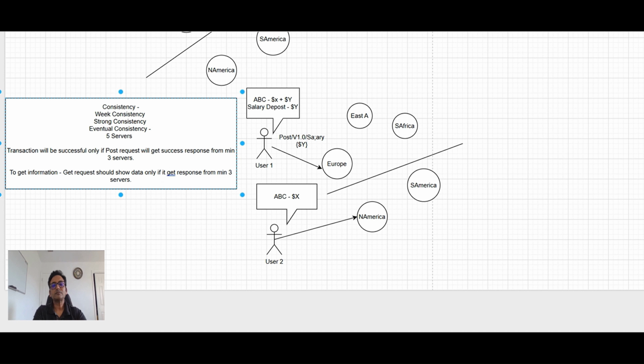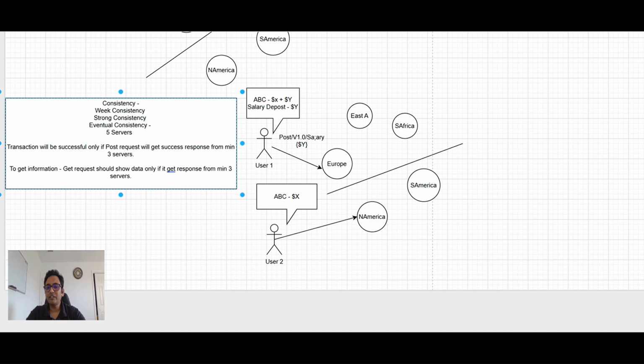Now see that. When user 2 tries to fetch the information, it goes to the North America server, which says $X, it goes to the South America server, which says $X, then it goes to a third server, which is any one of them, and for this example, let's say the Europe server, which says $X plus $Y. So conflicting information is coming now. 2 servers are saying we have $X, and the Europe server is saying we have $X plus $Y. So in addition to that, the servers maintain the version of data.